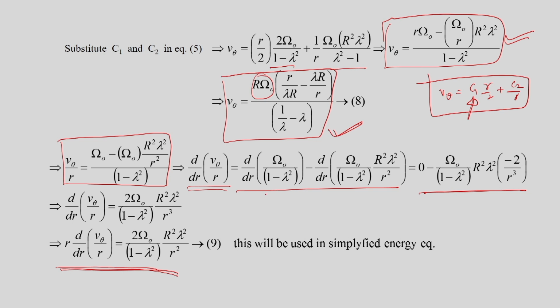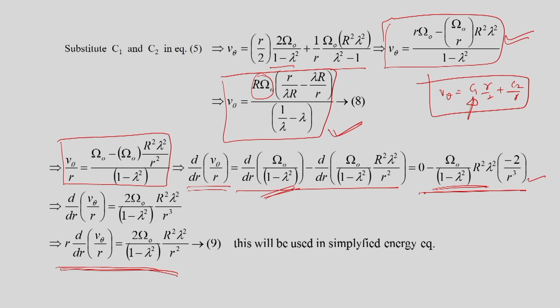So, this is a constant, it is not changing with r. Then it is 0 minus, here in this term, r square lambda square omega naught by 1 minus lambda square is constant, that is as it is. Differentiation of 1 by r square is nothing but minus 2 by r cube. So, we have d by dr of v theta by r is equal to 2 omega naught divided by 1 minus lambda square, r square lambda square by r cube.